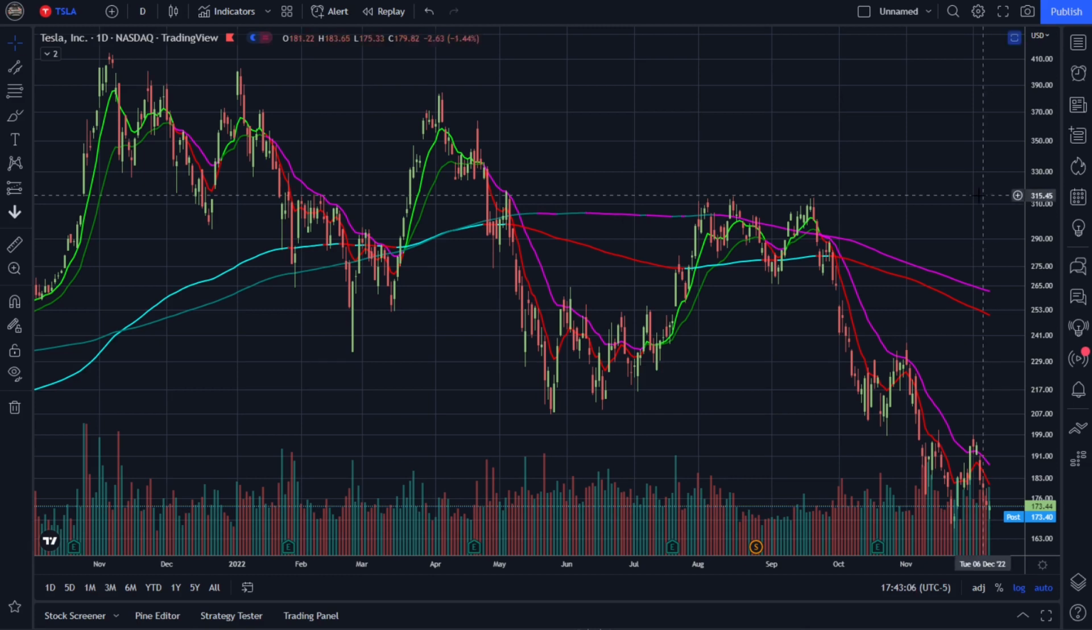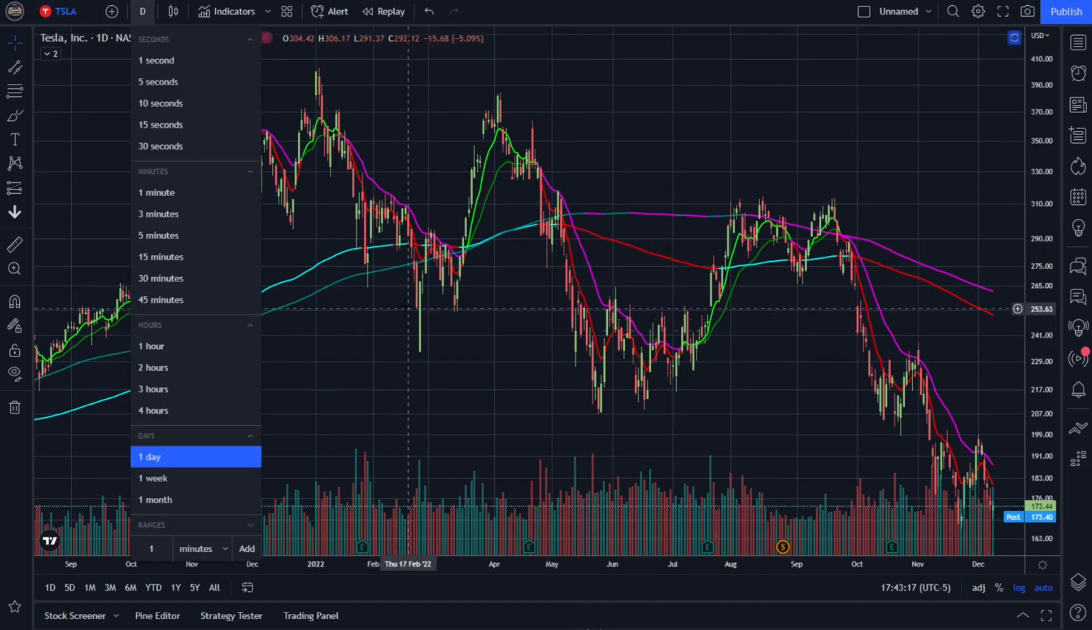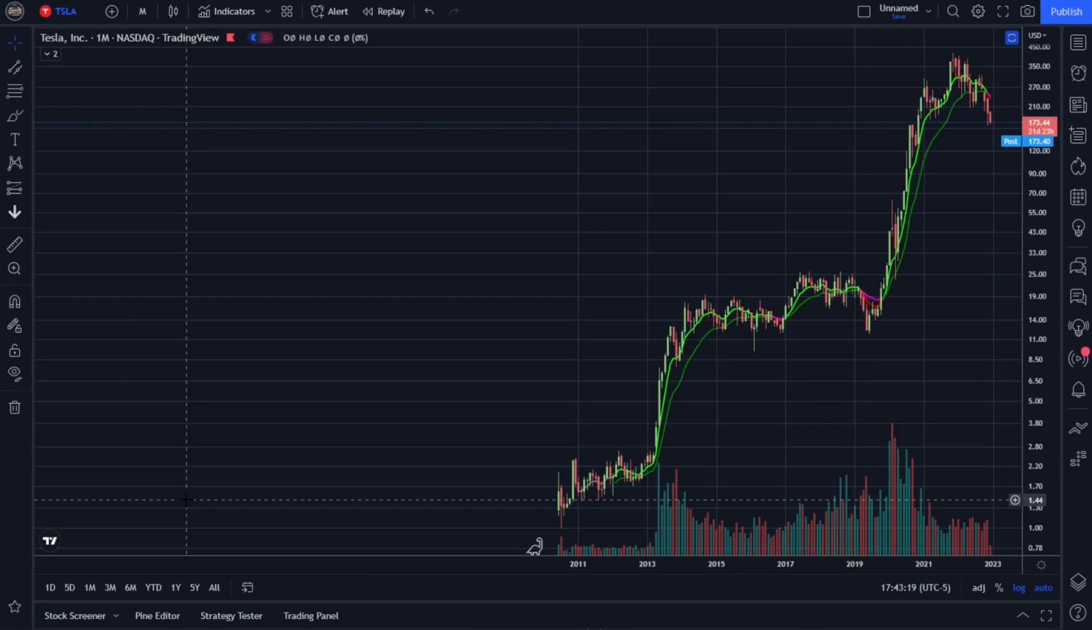So Tesla has had a pretty massive run up over the last few years, but has been basically going sideways to down as of late and is very close to putting in new cycle lows. So let's switch out here to our longer time frames, and then I'll work our way back to the daily.